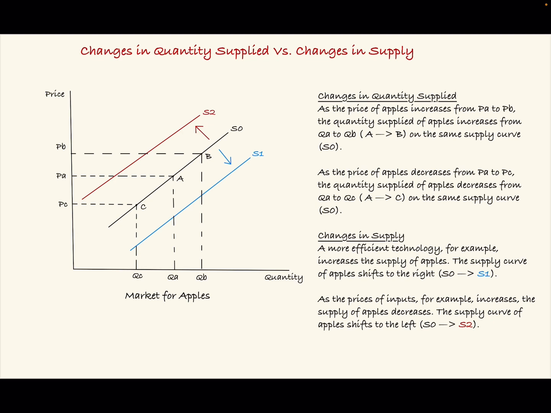In other words, when the price of apples changes, we are simply moving along our existing supply curve. But if external factors change our supply, we will shift the entire curve, either outward or to the right, to represent an increase, or inward or to the left, to represent a decrease.